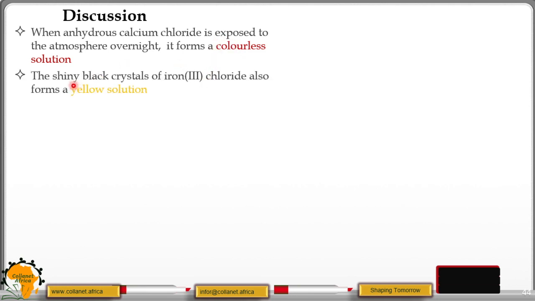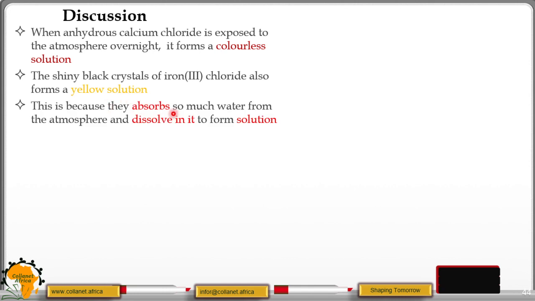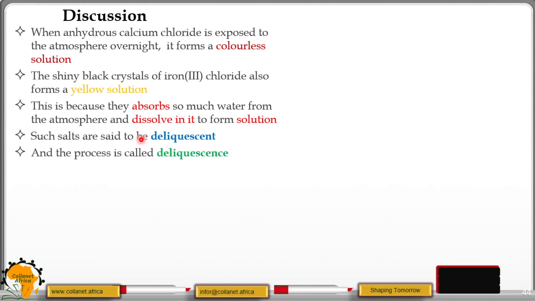So it absorbs that water vapor, dissolves in it, and forms a solution. The shiny black crystals of iron 3 chloride also form a yellow solution, which means they absorb water from the atmosphere, dissolve in that water and form a solution. This is because they absorb so much water from the atmosphere and dissolve in it to form a solution. Such salts are said to be deliquescent. So deliquescent salts will absorb water from the atmosphere, dissolve in it, and form a solution. And the process is called deliquescence.